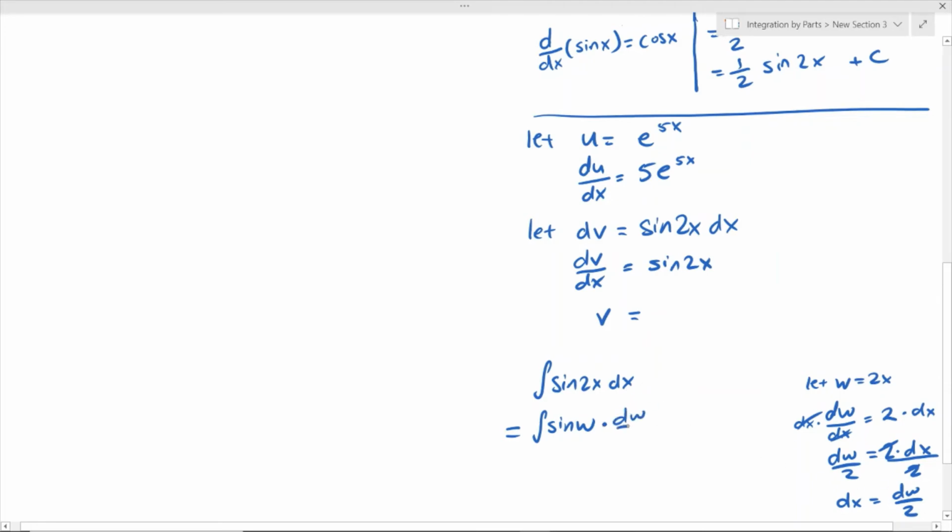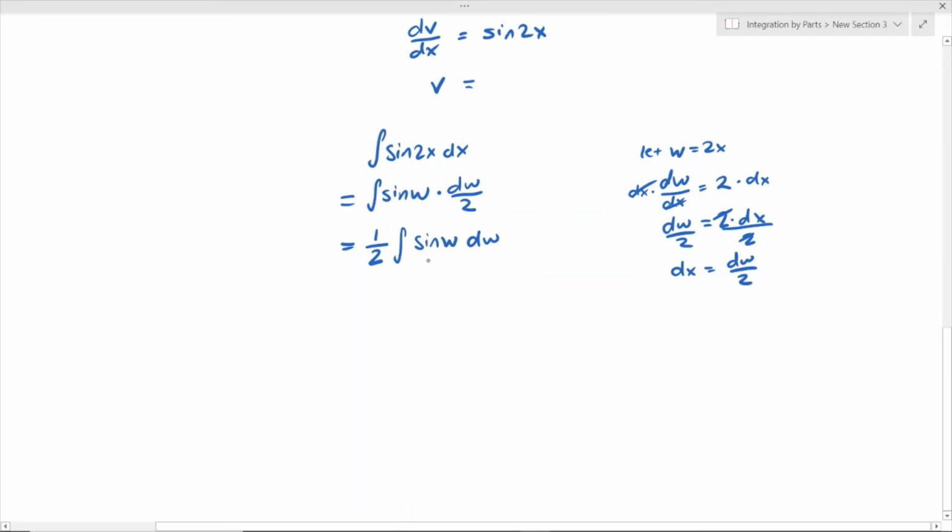So dw over 2 goes right here. And then here, this is over 2, right? This is a constant, this is a half. So I'm going to take that out of the integral sign to make things easier for us. So it's going to be 1 over 2 times the integral of sine w, okay? And then copy dw. Okay, so from here, we need to find the integral of sine w.